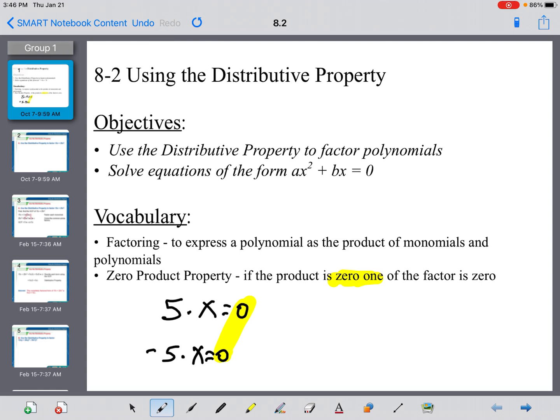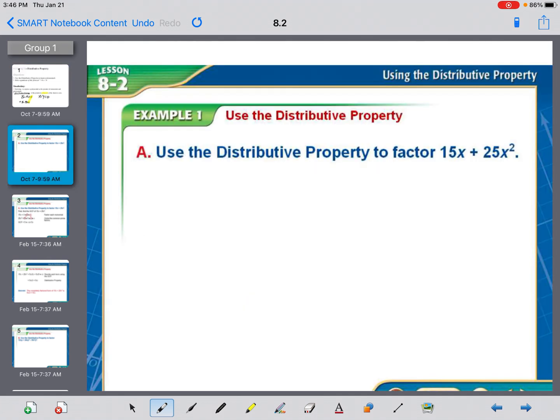What they're saying here is if you're getting 0 as an answer, then one of the factors has to be 0. So it doesn't matter. If I say x times y equals 0, then either x is 0 or y is 0, because that's the only way that can happen. That's why we call it the zero product property. We'll come back around to that later in the lesson.